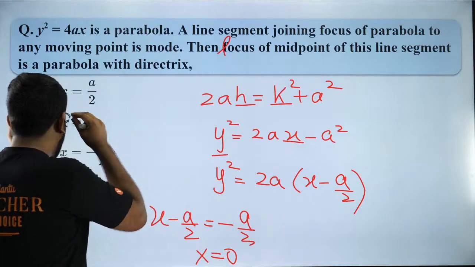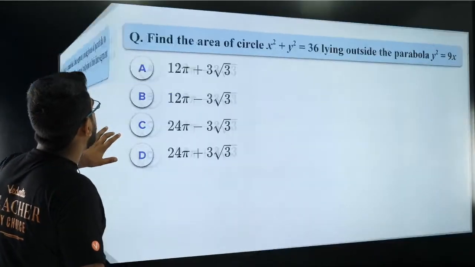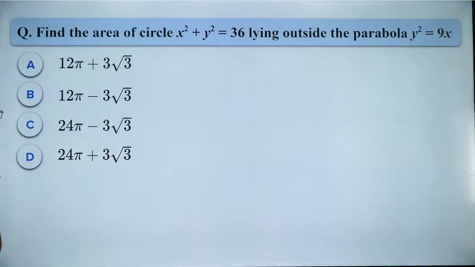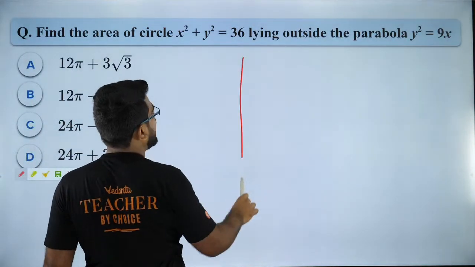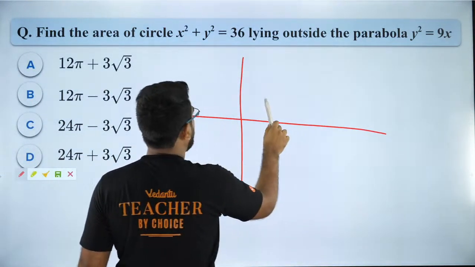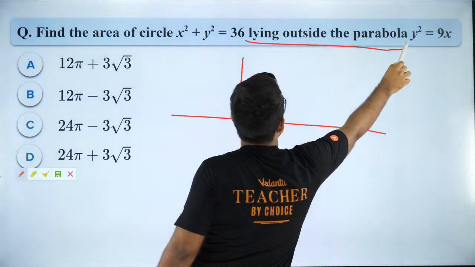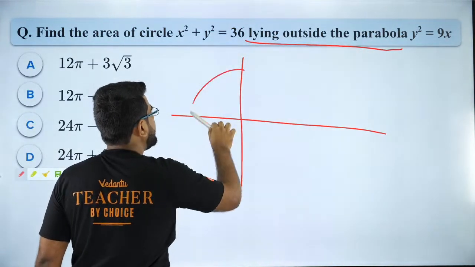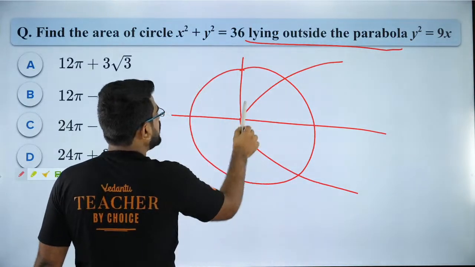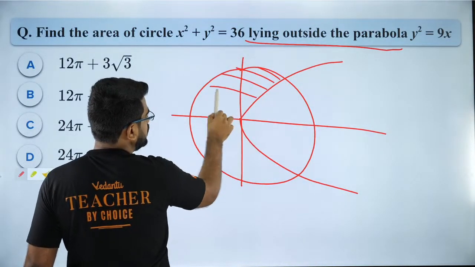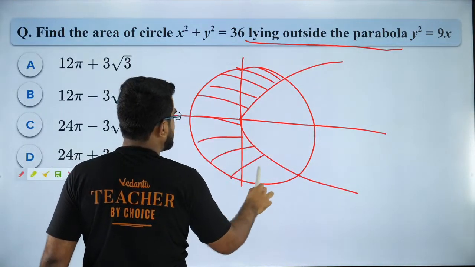Very good. So we will move forward, my dear students. We have only a few more questions left. So let's do it fatafat. So what do we have? We have a circle, we have a parabola. We need to find out what is the area of the circle outside the parabola. So we have a very standard circle, we have a standard parabola. I need to find out this area.